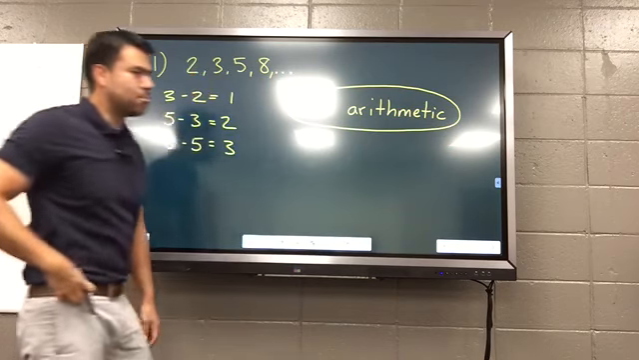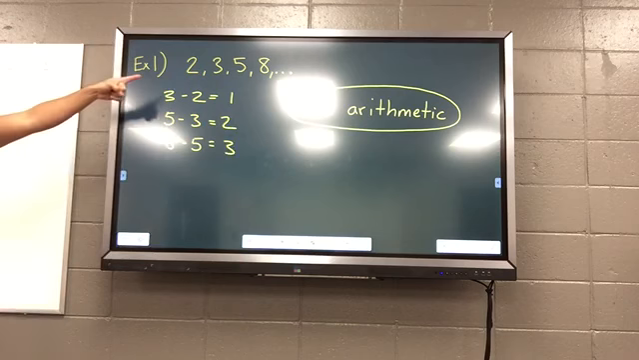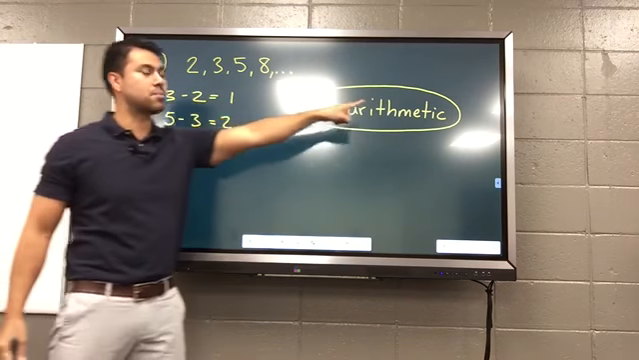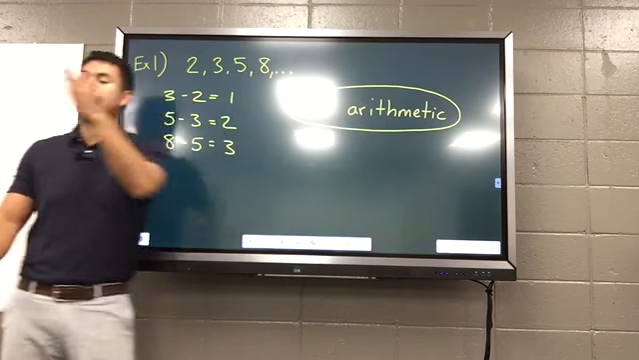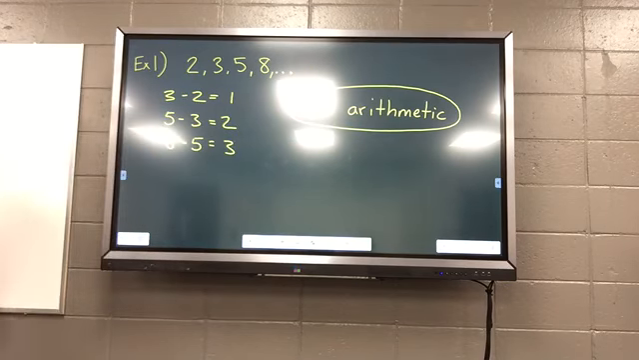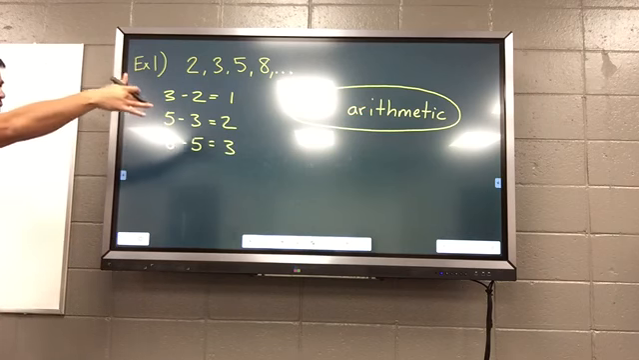Yeah, great question. But Mr. A, isn't that a pattern? And the answer to that is yes. And it is a sequence. But is it an arithmetic sequence? Do you add a common difference each time? No, it's a different type of sequence. It is a sequence. It is a pattern. You can find the next 4.